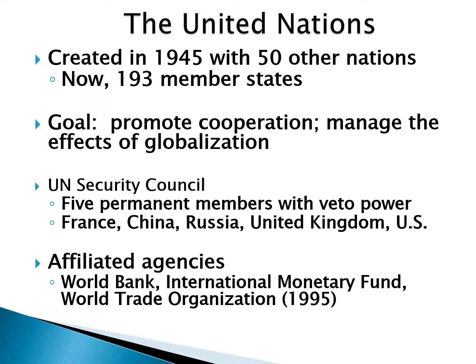This supranational organization, or a multinational union, was created in 1945 with 50 other nations. Today, that number has grown to 193 countries that are member states and 2 countries that are non-member observer states. Those are the State of Palestine and the Holy See, otherwise known as the Pope and the Catholic Church. The goal, if you go back to the UN Charter, was more broadly to promote cooperation and recently manage the effects of globalization. In short, it serves as a vehicle to help countries around the world work together for peace.